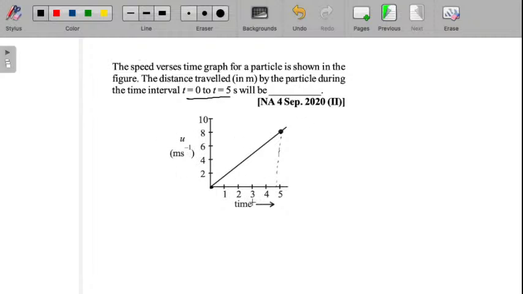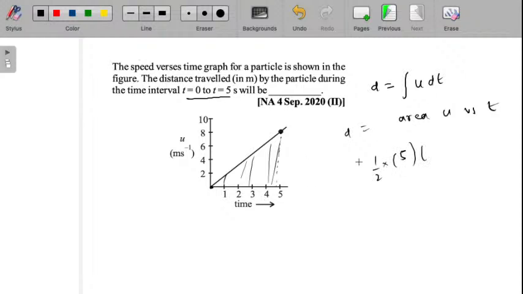As we know this is a speed versus time graph, the distance is supposed to be equal to integral u dt, or the area under u versus t. If I compute the area, that should be my distance d. Now what is the area of this triangle? It is half the base, which is 5, times the height, which is 8. This is 20 meters. Hence the distance traveled by the particle from t equals 0 to t equals 5 seconds is 20 meters.